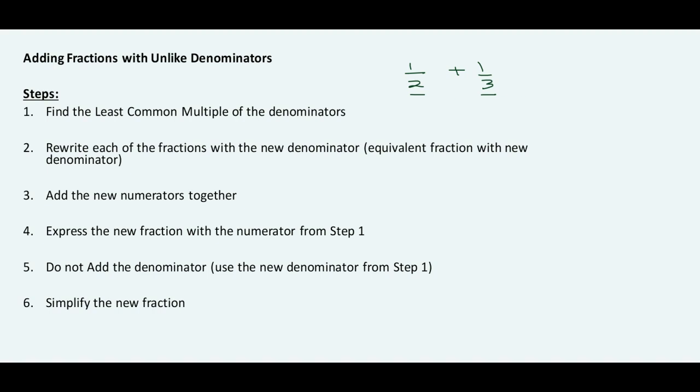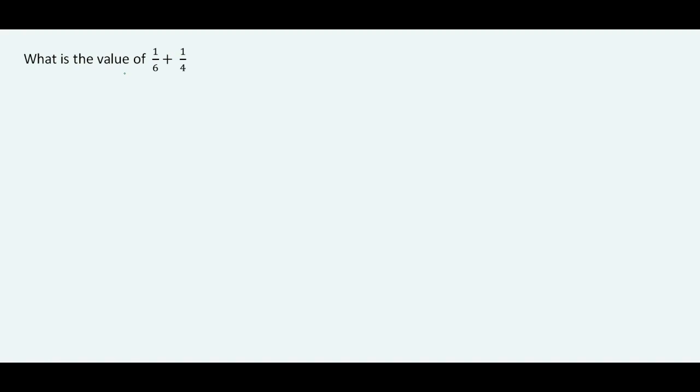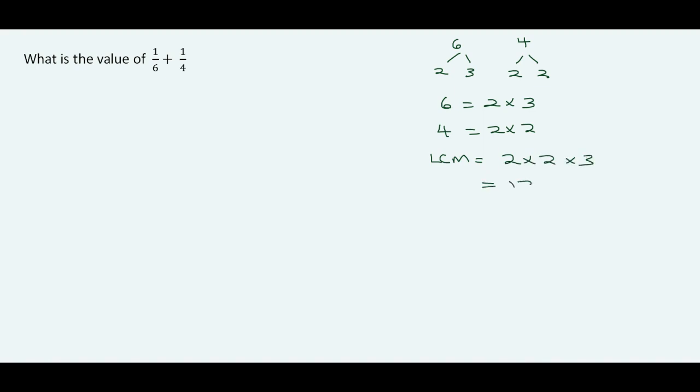Let's try some examples. So what is the value of 1 over 6 plus 1 over 4? I'm going to use the least common denominator method of using the prime factor trees. So we have 6, that's 2 and 3, and then we have 4, that is 2 and 2. So we have 6 equal to 2 times 3, 4 equal to 2 times 2, and so the least common multiple is going to be 2 times 2 times 3, which is 12.